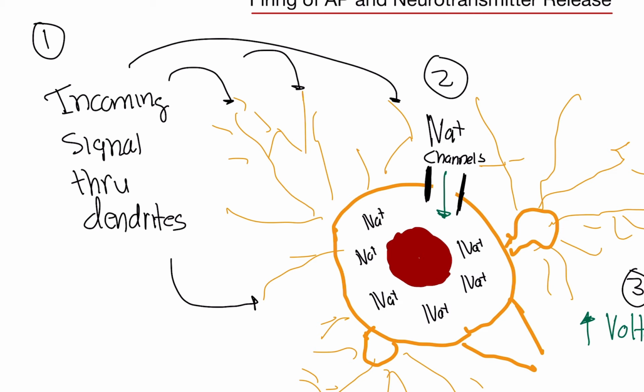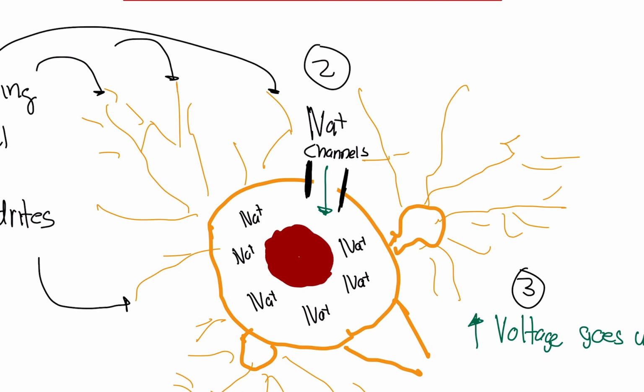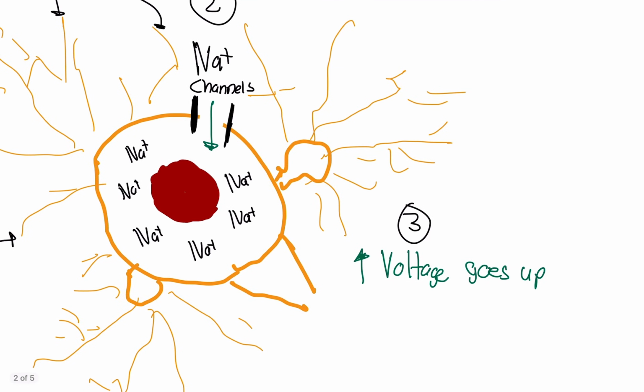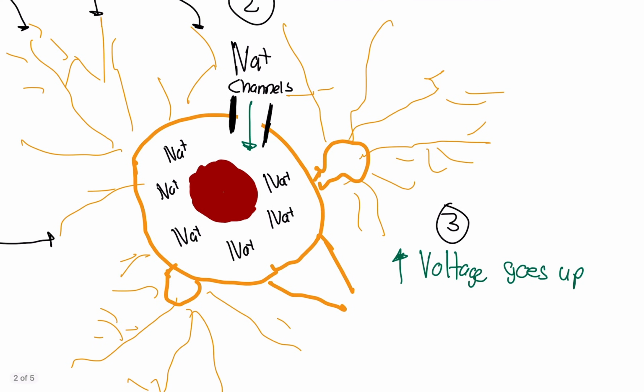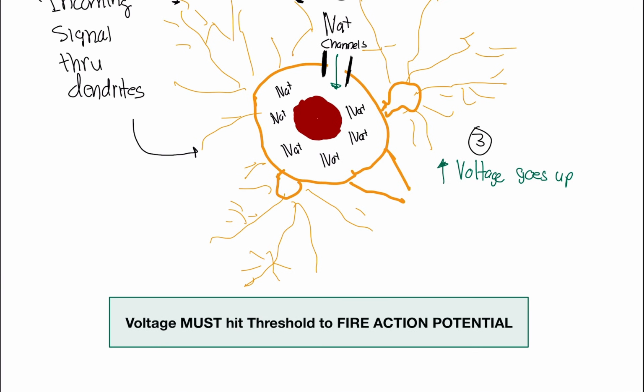Now, this incoming signal opens sodium channels in the cell body. So sodium rushes into the cell. See how sodium is positively charged? Since sodium is positively charged, we're going to raise the voltage of the neuron. So the membrane potential, or the voltage, of the neuron rises. The very important thing you need to know is voltage. The voltage of the neuron must hit the threshold to fire the action potential.